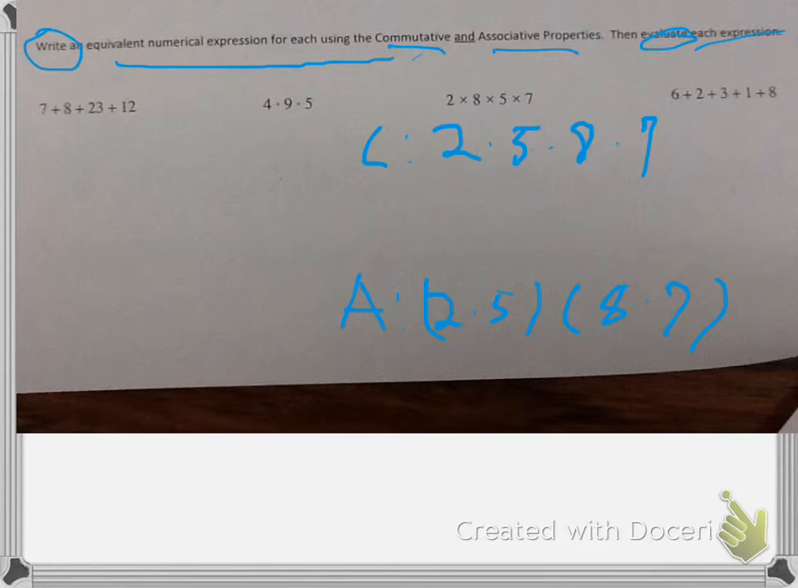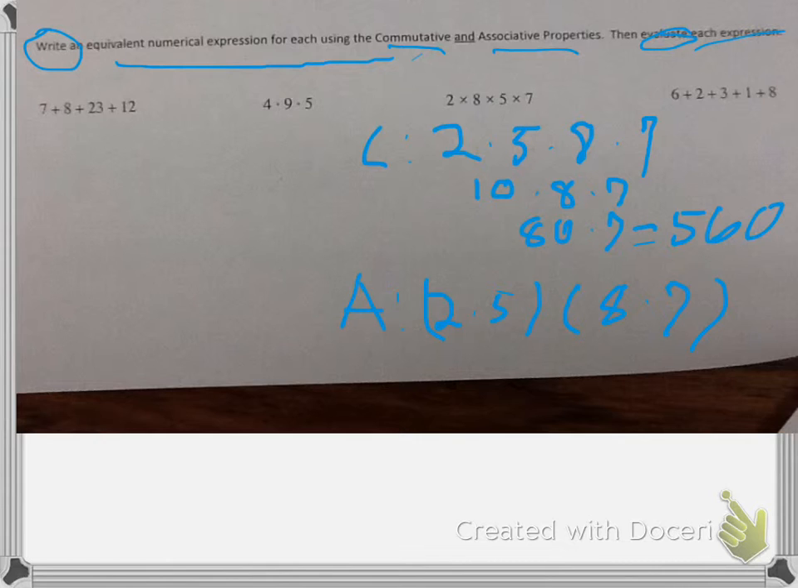Again, you can see my examples for the commutative and associative property here. Again, you don't have to have the exact same as mine. I just try to order mine and group them in ways that make sense for me. So the commutative property, I ordered it so that I could do 2 times 5, which I know is 10, times 8 times 7. So 10 times 8 I know is 80, times 7, I know that equals 560 because 8 times 7 is 56, add a 0 is 560.